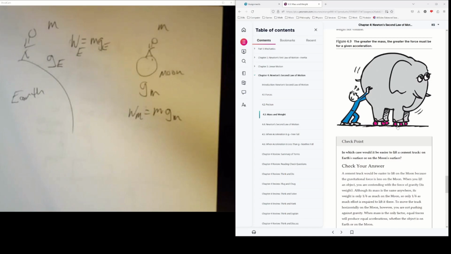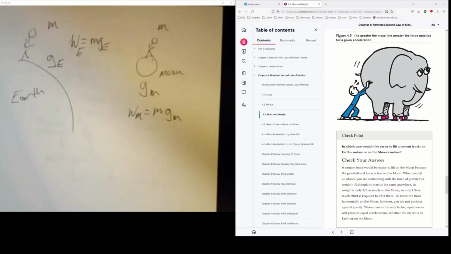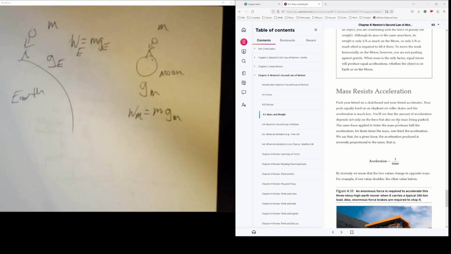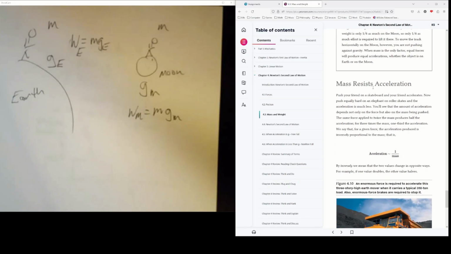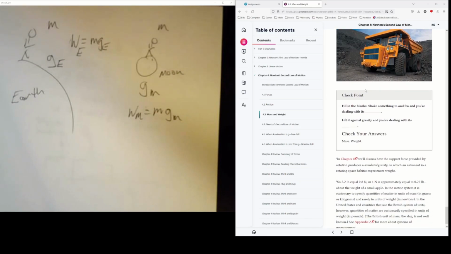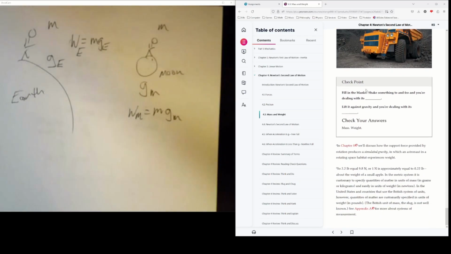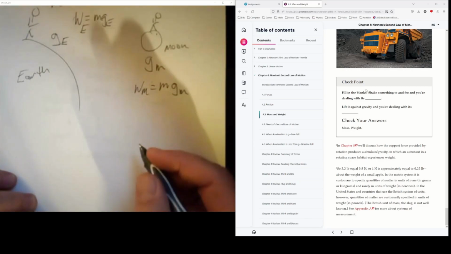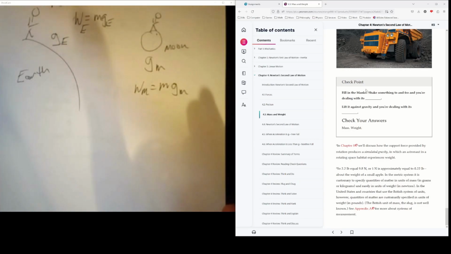Is that pushing an elephant on wheels? And talking about how mass resists acceleration. I tend to say it resists your motion. I think it's a little easier to get around the idea of what mass is. It's a quantity. The higher your mass, the harder it is to change your motion. Mass is your resistance to being moved.